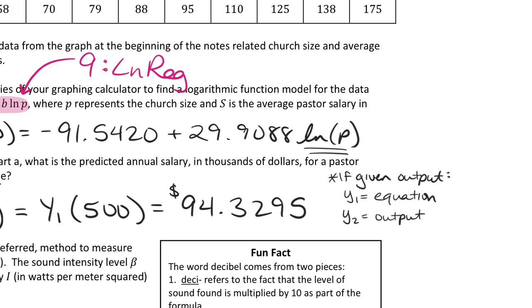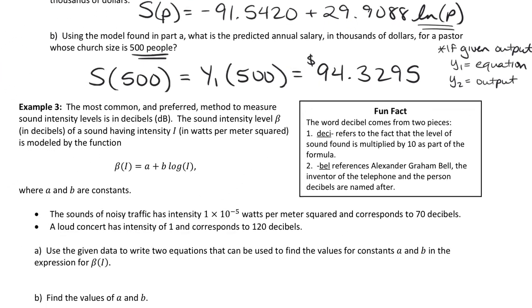Okay, so if you're given an input, plug it in. If you're given an output, set them equal to each other on your calculator and find the intersection point. We've done this. We did this last class. I know we know how to do it. We're not showing an example. We're going to go to example 3, though.